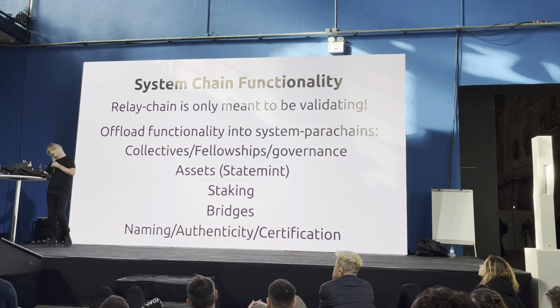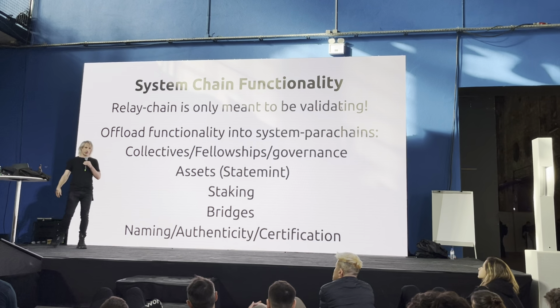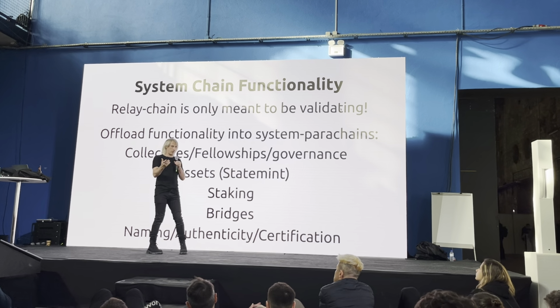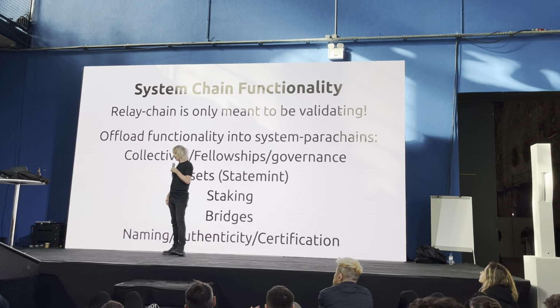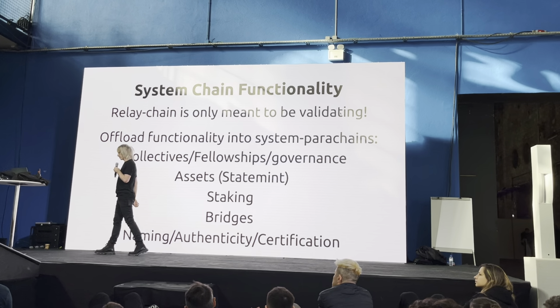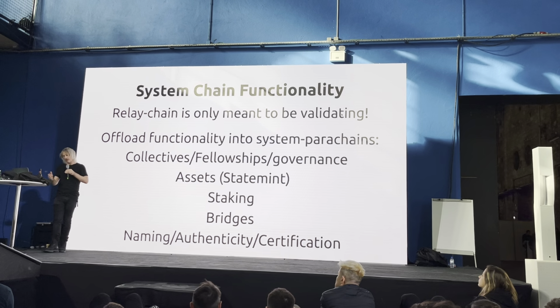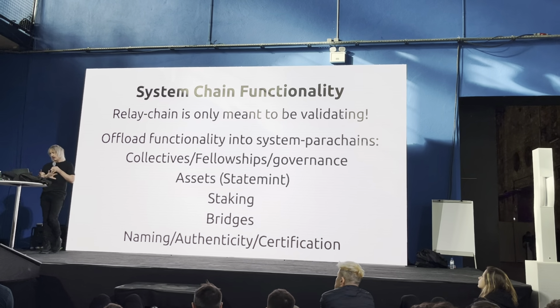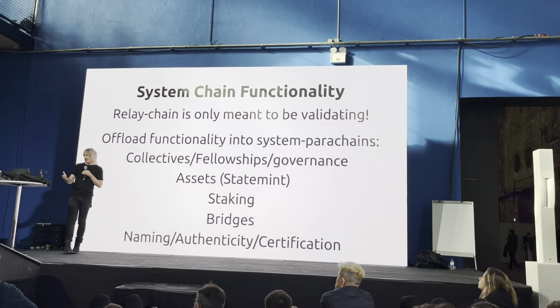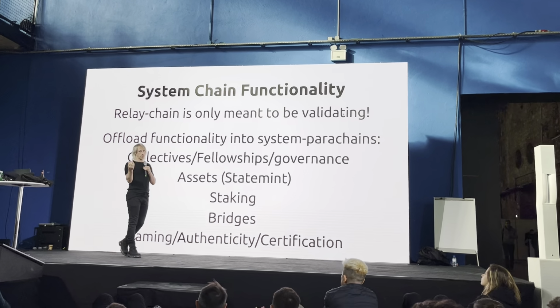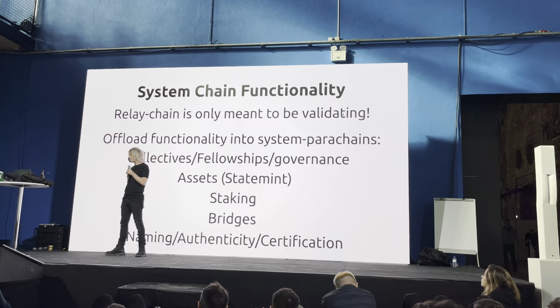So, we need to start offloading some of this functionality that has ended up on the relay chain, just because we didn't have anywhere else to roll it out to, and offload it into parachains. And that's something that we'll be focusing on. I think it's pretty exciting to think about for next year. So we've already started this. There is assets functionality already on a parachain and there's a system chain.